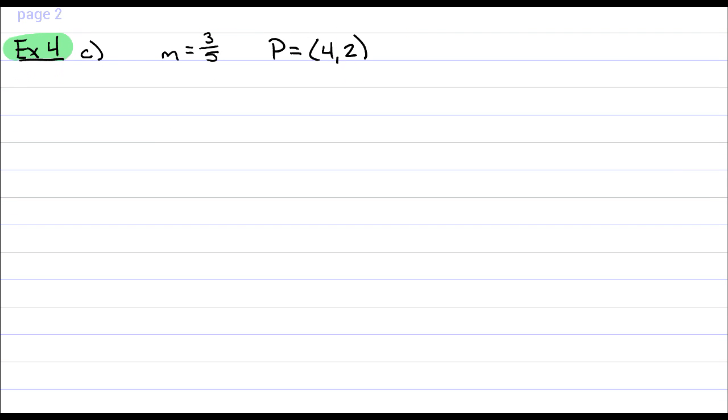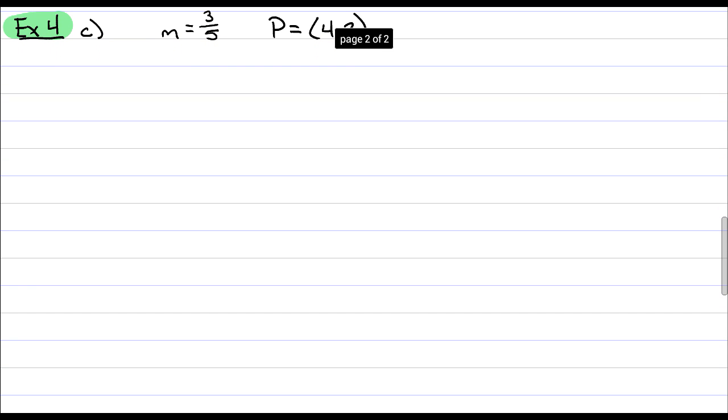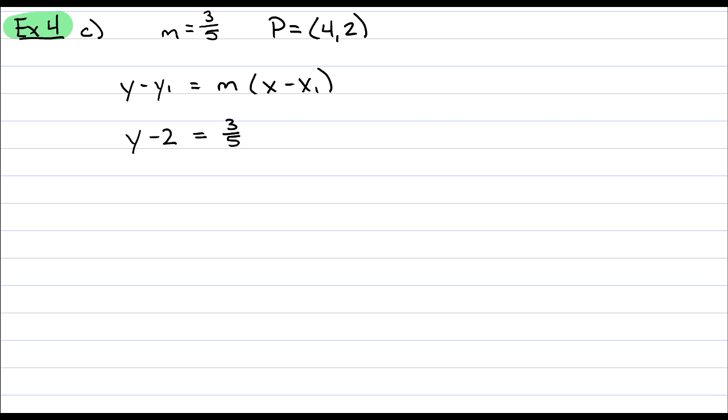Okay, moving on to parts C and D. There's not really a whole lot new here. I'm still going to be finding the equation of the line using point-slope form. So I have y minus y1 equals m times x minus x1. And that gives me y minus 2 equals 3 over 5 times x minus 4. I distribute the slope through on the right, and I get 3 over 5x minus 12 over 5.